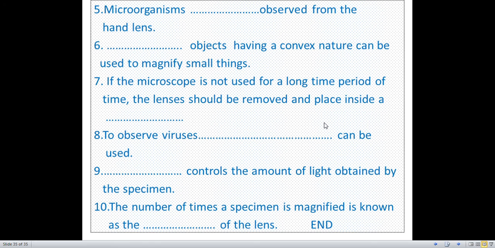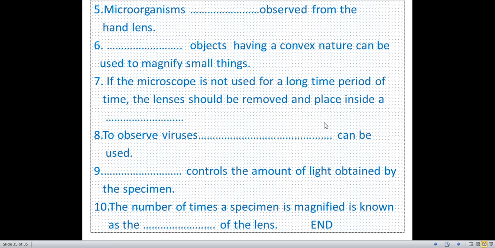Number 3, if the microscope is not used for a long period of time, the lenses should be removed and placed inside a desiccator with silica gel, which absorbs moisture, or anhydrous calcium chloride. Silica gel and anhydrous calcium chloride, both these chemicals absorb moisture. So we have to keep the lenses inside a desiccator when the school vacation comes. Number 4, the microscope should be stored in an upright position to minimize the accumulation of dust.